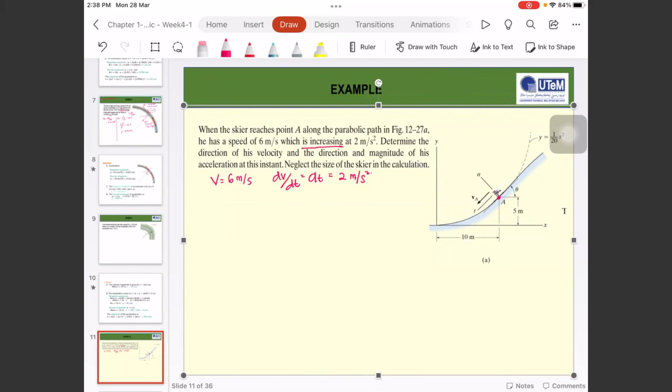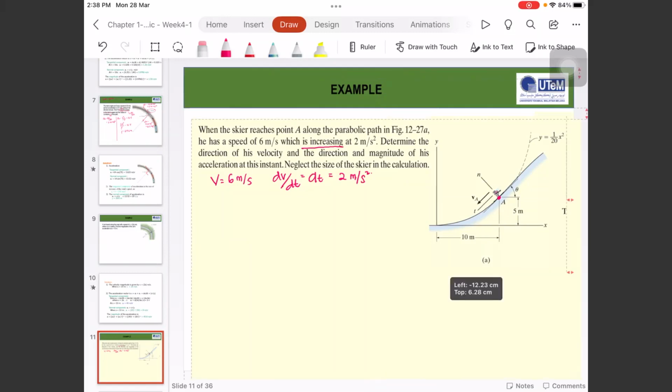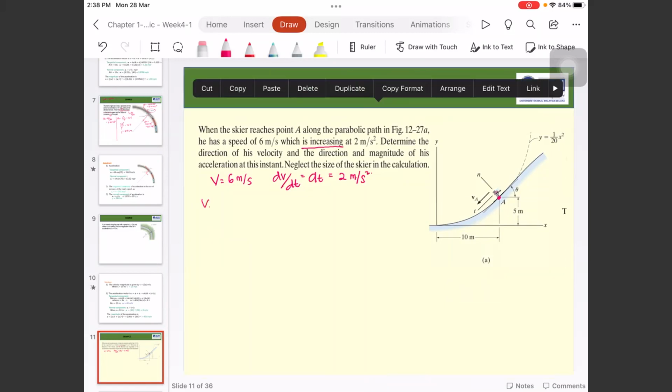Determine the direction of his velocity and the direction and magnitude of his acceleration at this instant. Neglect the size of skier in the calculations. Determine the direction of his velocity. Apa direction dia? Ingat, velocity is always tangent to the path.